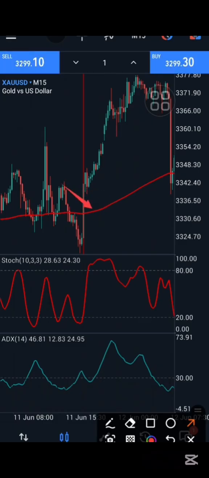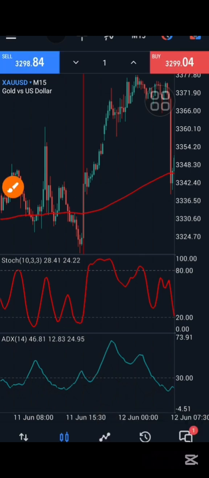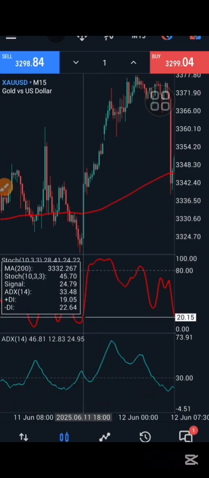Then we come here on the ADX. Is it also above the 30 level? If it's yes, then you wait for price now to cross above. It needs to cross above the 20 level at this particular level here. When all these conditions are satisfied, let me check here.